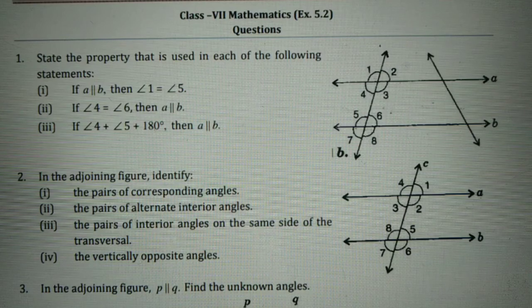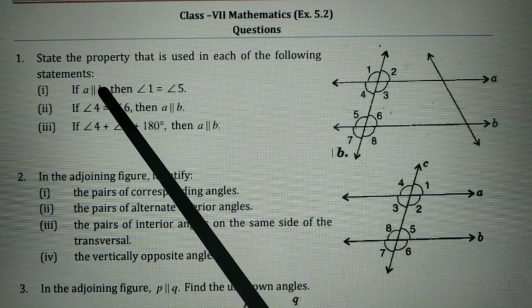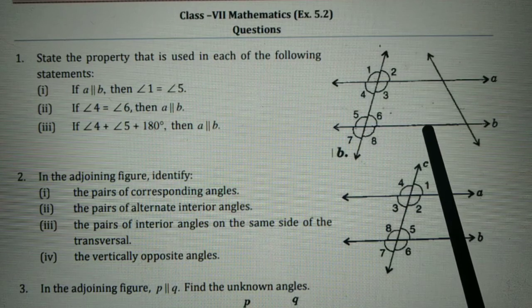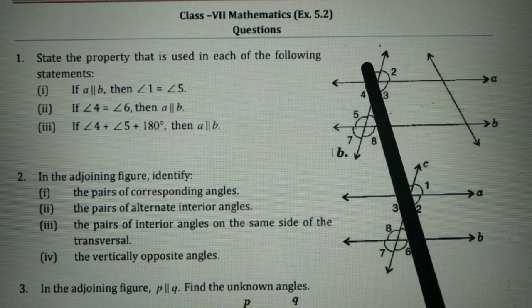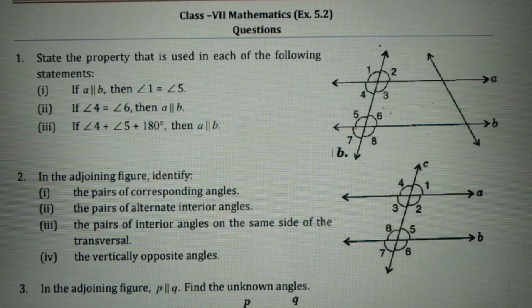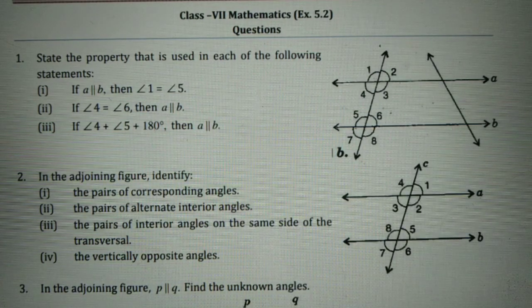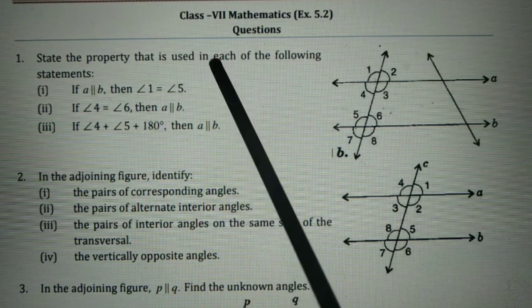Now here, first, A is parallel to B, then 1 is equal to 5. Which property is used here? If A and B are parallel lines, then 1 is equal to 5, because 1 and 5 are corresponding angles. Similarly, 4 and 7 are also corresponding angles. So we must write, when a transversal line cuts two parallel lines, then their corresponding angles are equal.